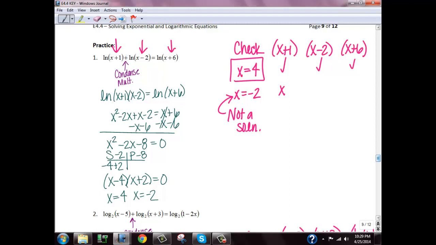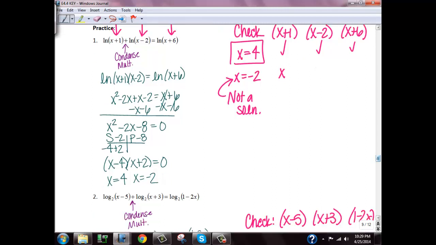Now when I check my solutions, 4 works just fine in every single inside number, but x equals negative 2 doesn't work. If it doesn't work in one of them, I can't use it at all. So the only solution I would have on number 1 here is x equals 4. Let's look at the second one.